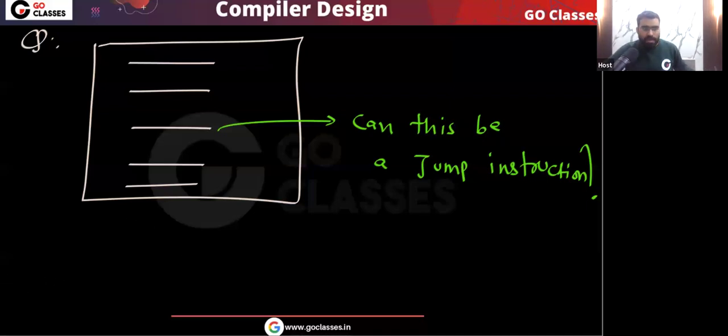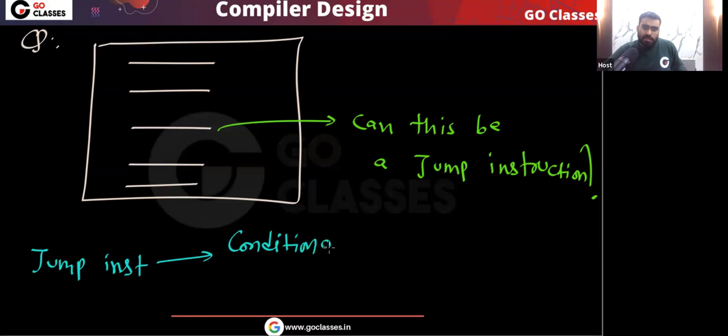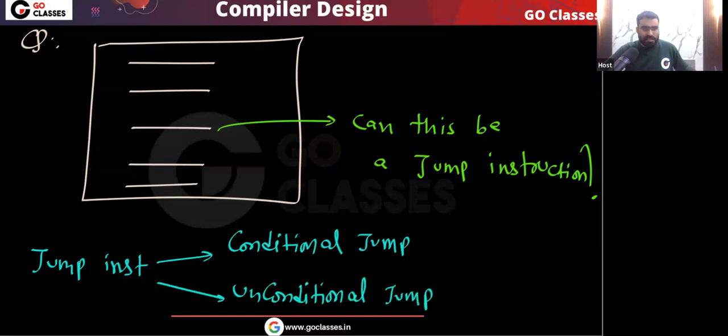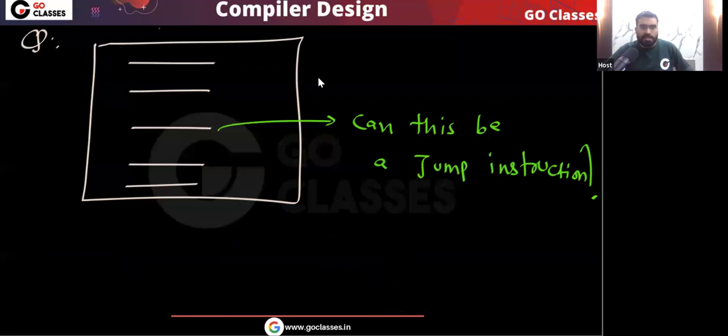Please understand, when I say jump instruction, it can be a conditional jump, which jumps after checking the condition, or an unconditional jump, which jumps without checking any condition. So it can be any type of jump instruction. Tell me, can this instruction be a jump instruction?